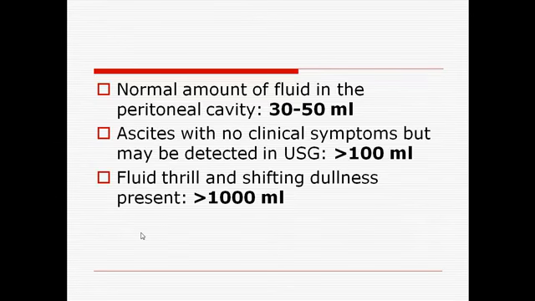Normal amount of fluid in the peritoneal cavity is 30 to 50 milliliters. Ascites with no clinical symptoms may be detected in ultrasonography when more than 100 ml of fluid is present in the peritoneal cavity. Fluid thrill and shifted dullness are present when more than 1 liter of fluid is present in the peritoneal cavity. So here we have to know this amount of fluid. This question may be asked to you.